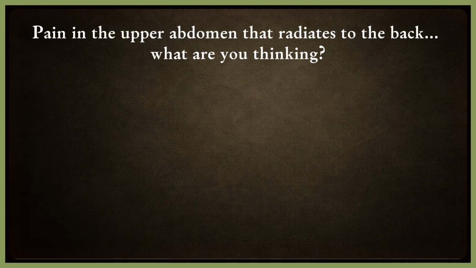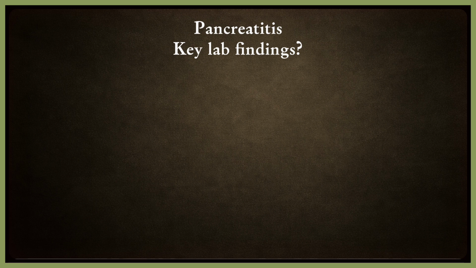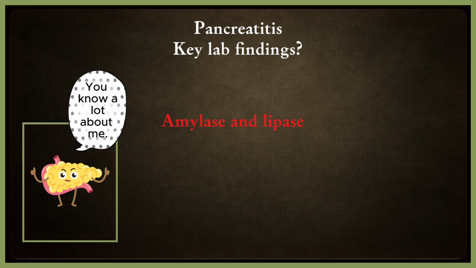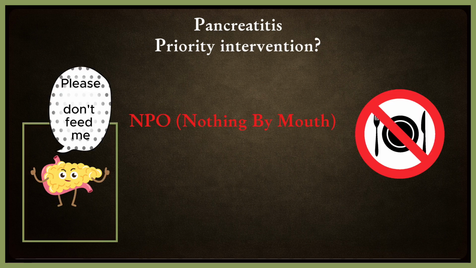Let's test this quickly. Pain in the upper abdomen that radiates to the back. What are you thinking? Pancreatitis. What are the key lab findings? Amylase and lipase. What is the priority intervention? NPO.